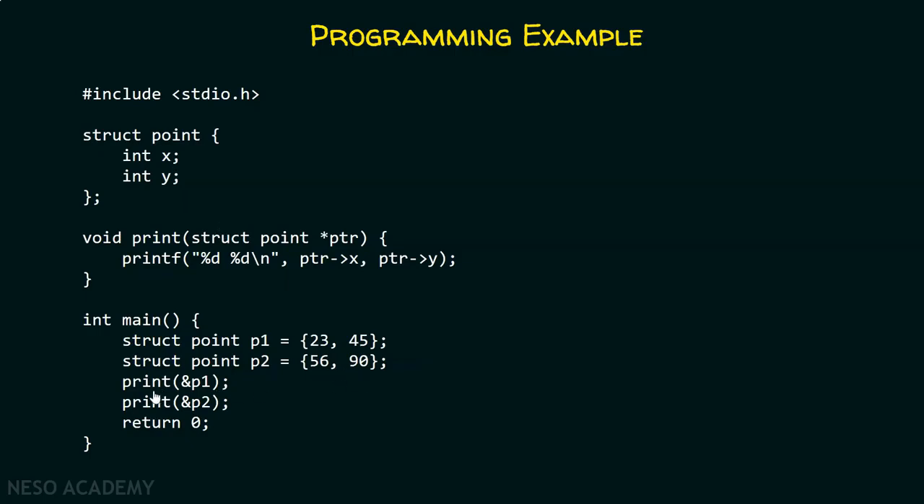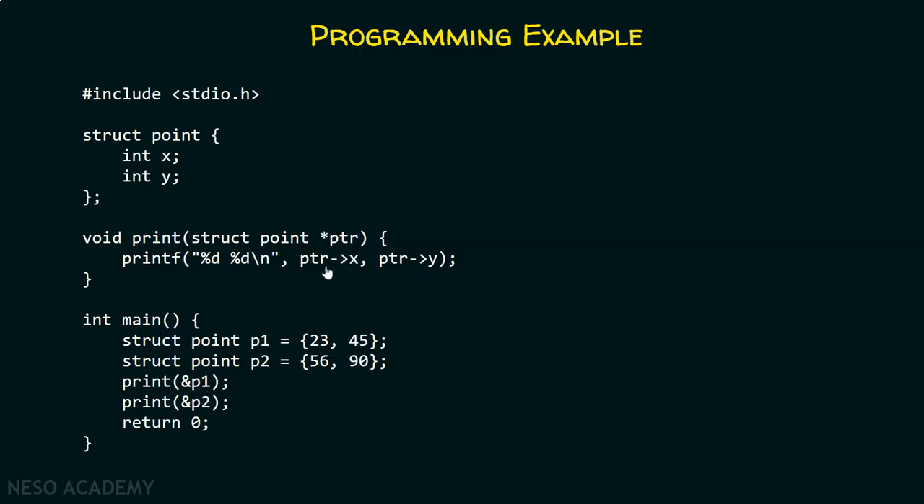With the first print call, I'm passing the address of P1. You can clearly see over here, I'm passing the address of P1. And in the second print call, I'm passing the address of P2. So basically, I'm passing these addresses one by one. These addresses will be received by pointer one by one, right? First, the address of P1 is received by the pointer. This pointer contains the address of P1.